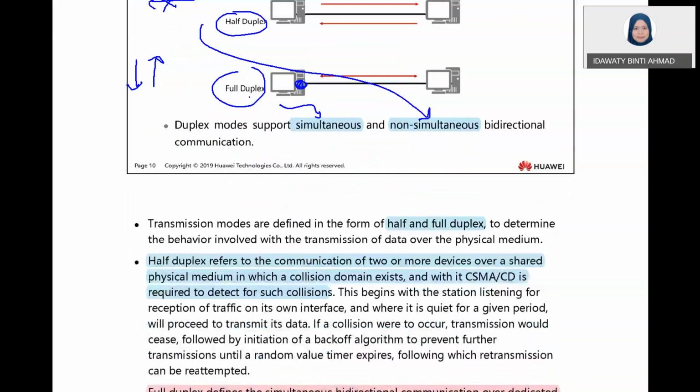So whatever I mentioned about half duplex is part of the collision domain. Half duplex in terms of cable, half duplex in terms of the network card, half duplex in terms of the bus topology, for example. So the collision will occur, and when collision occurs, you know what to do: you use CSMA/CD.